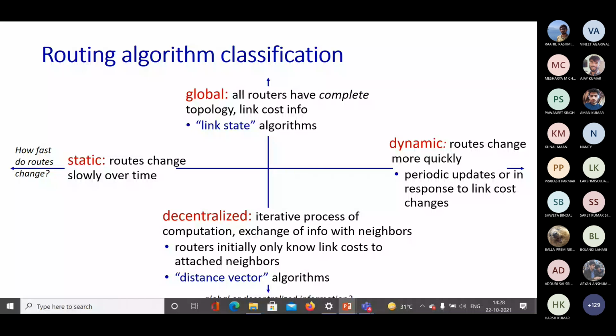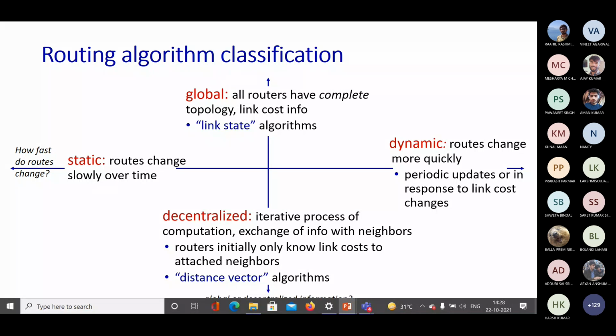From C, A will get the information of all other hosts which are directly connected to C. So like that, every host is actually collecting information of the maximum number of hosts that it can from its directly connected nodes. Okay, so this is known as the distance vector algorithm.